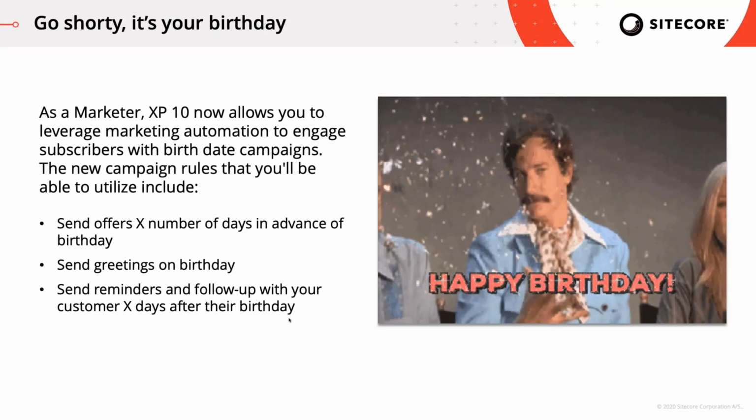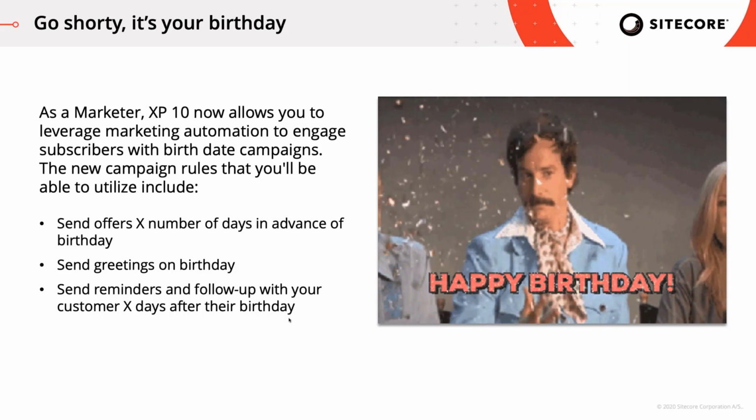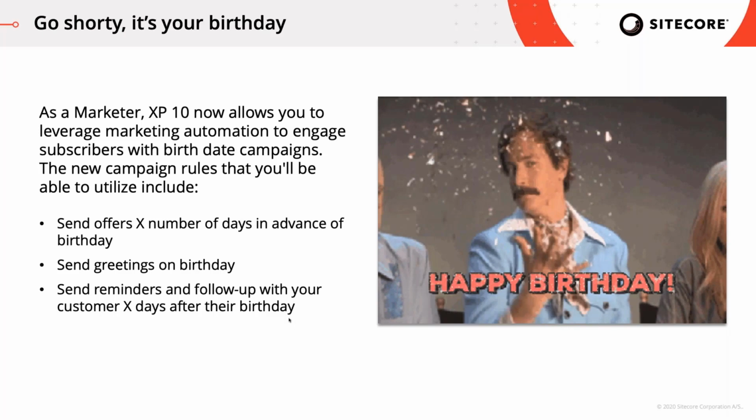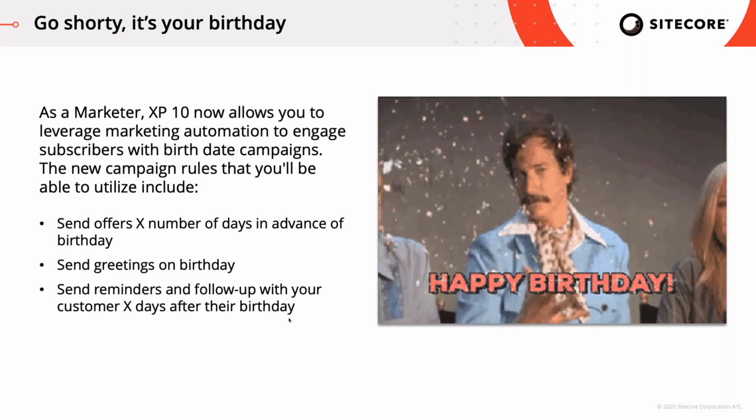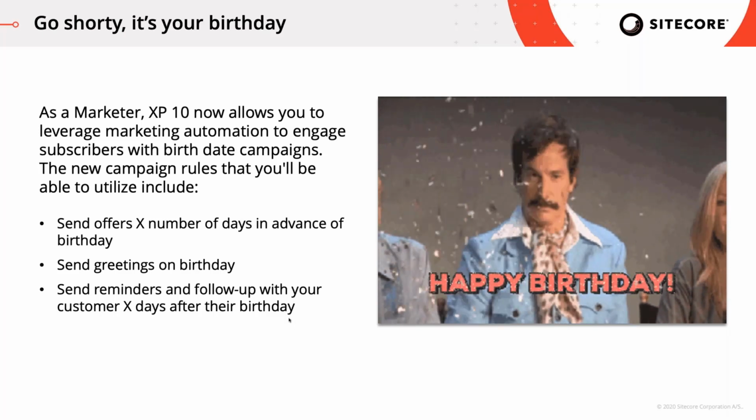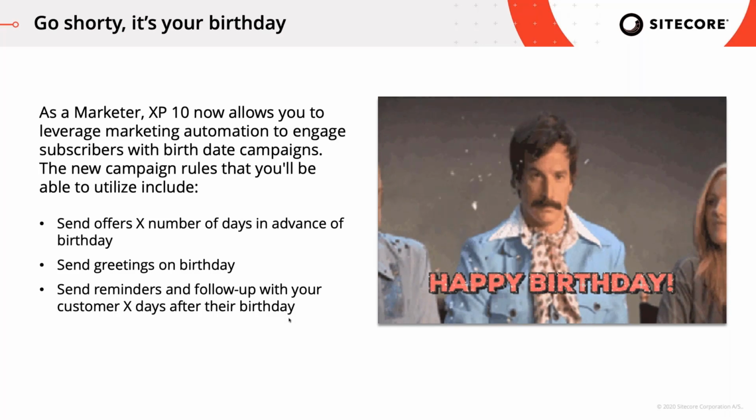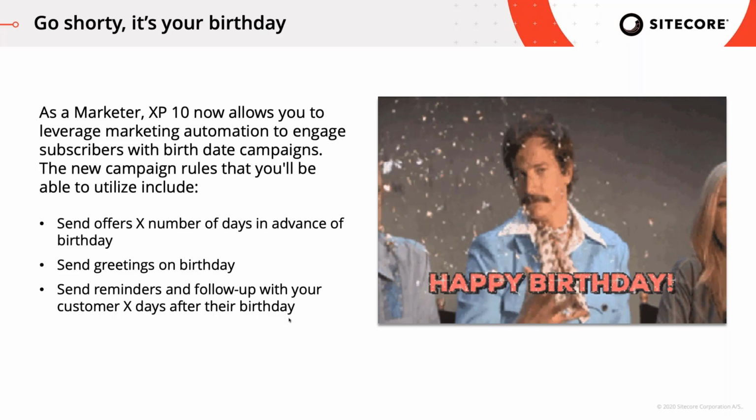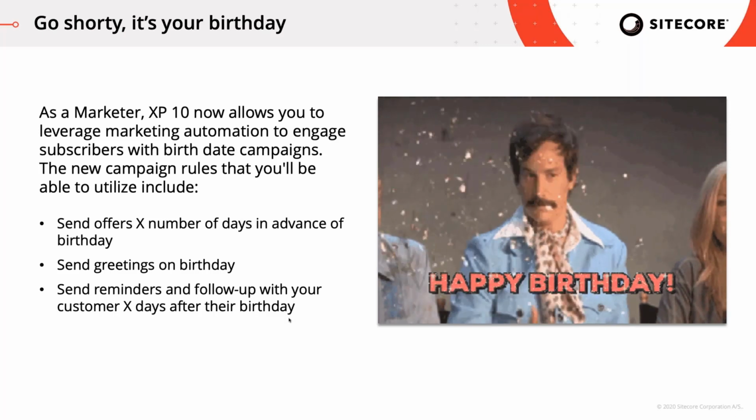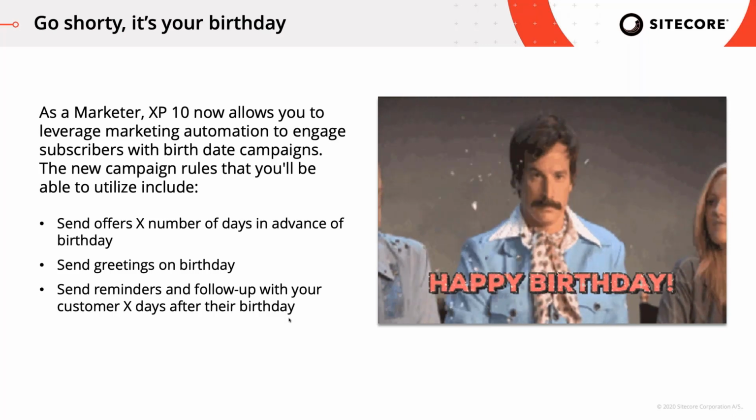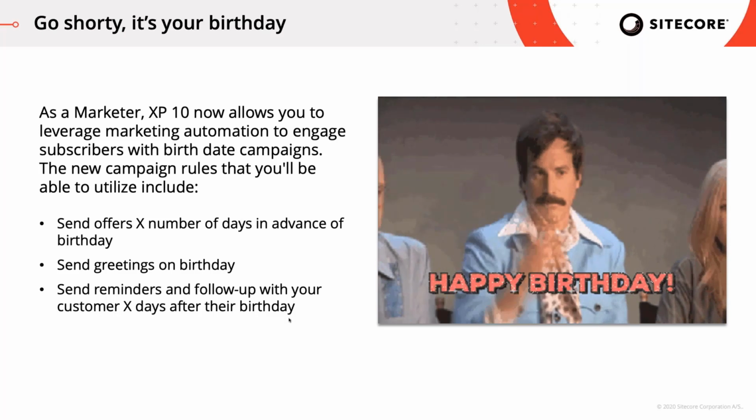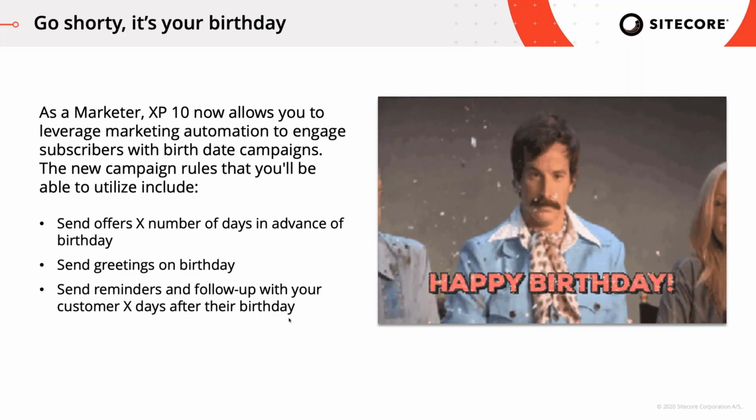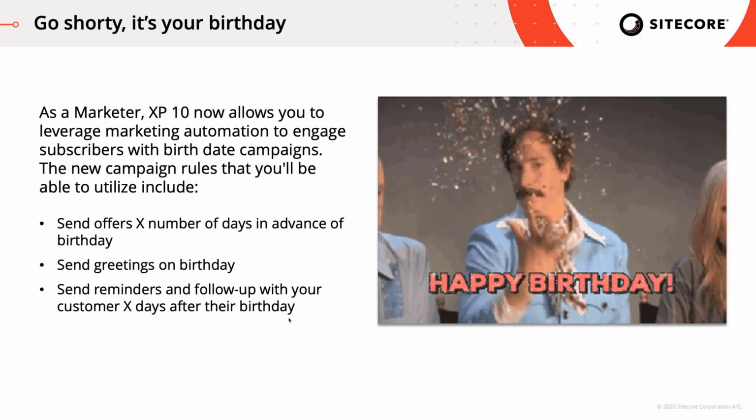Also, as part of this, XP10 now allows you to leverage marketing automation to engage subscribers with birthday campaigns. There's a new campaign rule that allows you to send an offer a number of days in advance of a birthday, kind of nurturing. I know Dunkin' Donuts sends me that every year and I love it, so I get my iced coffee. Sending greetings on birthdays as well as reminders is a small touch point, but it shows, hey, we know who you are, this is a big day, I want to show you a little bit of love. It really helps with the nurturing and loyalty of customers, so being able to leverage that.